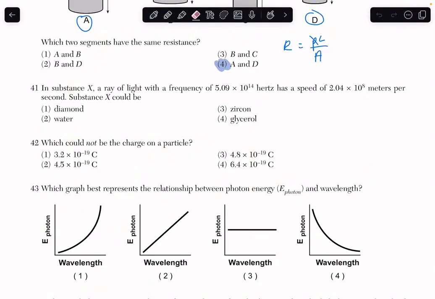41. In substance X, a ray of light with a frequency of 5.09 times 10 to the 14th hertz has a speed of 2.04 times 10 to the 8th meters per second. Substance X could be... So to find substance X, we need to find out what its index of refraction is.